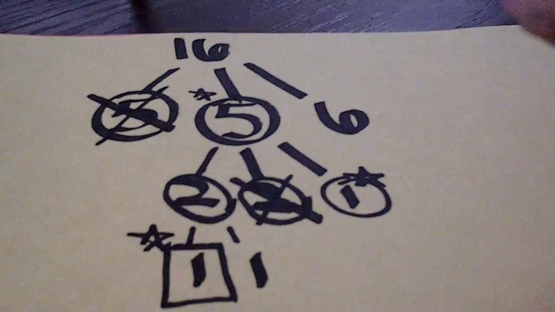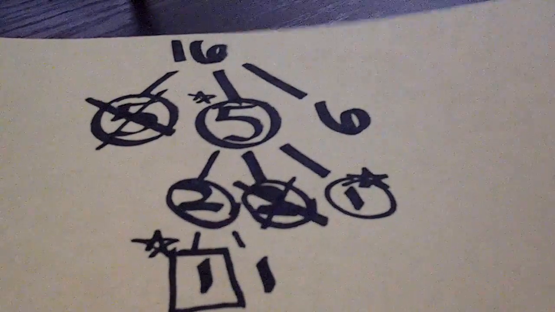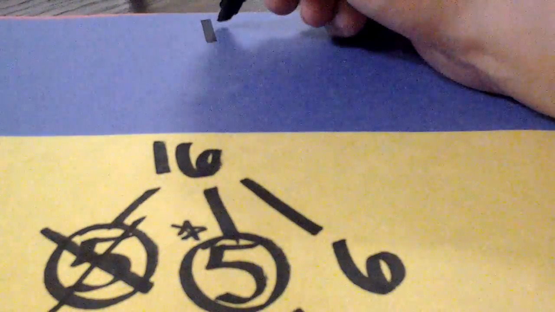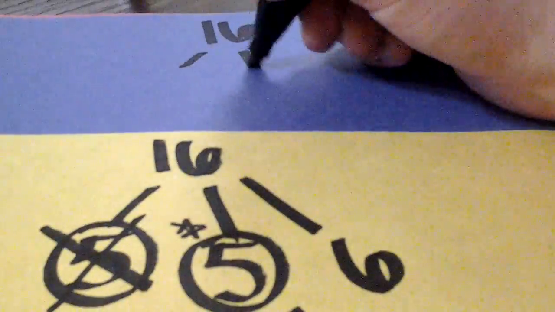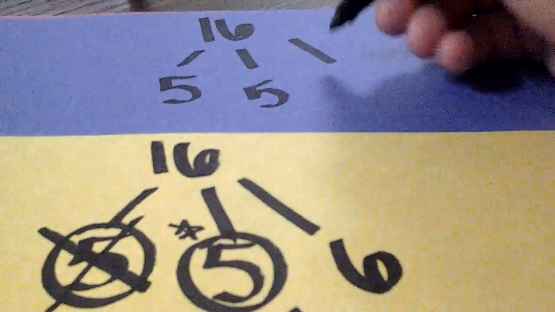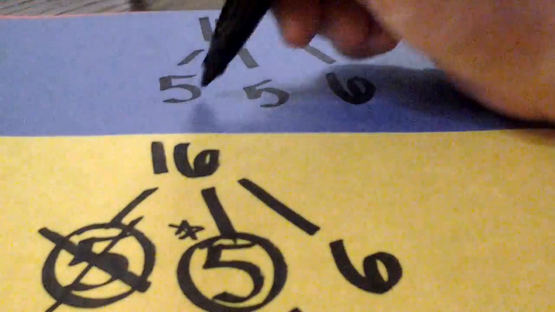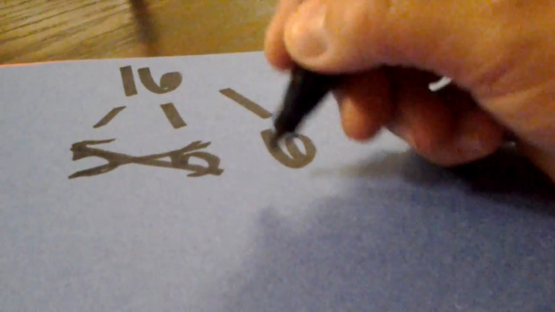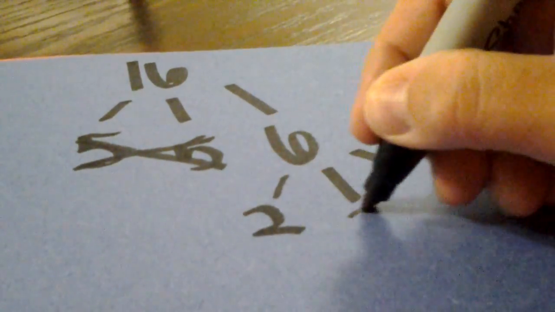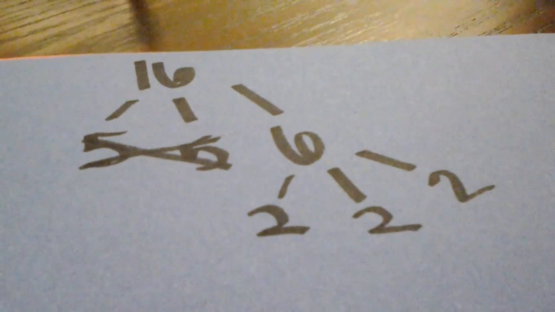Now I told you I'd go back and talk to you about that 6, but I'm going to change papers, or I'll move it down a little bit. Okay, so we have our 16 again. And we have decided that these 5s here weighed the same. So I'm just going to cross those out. I would separate my 6 into 2, 2, and 2.